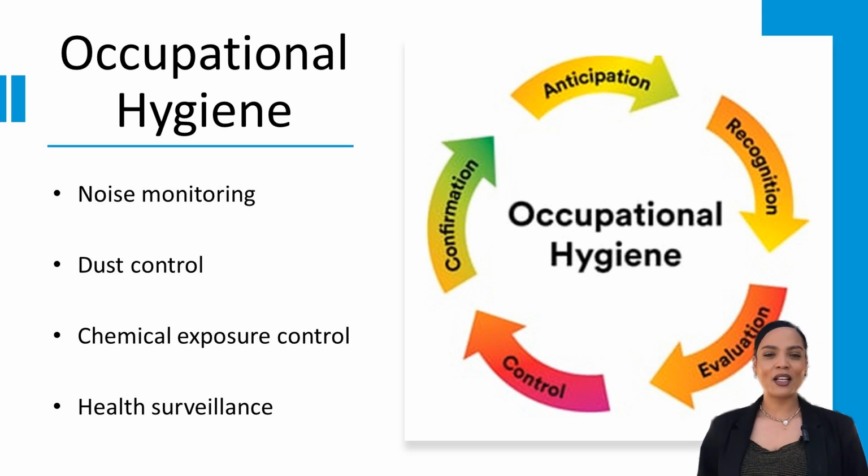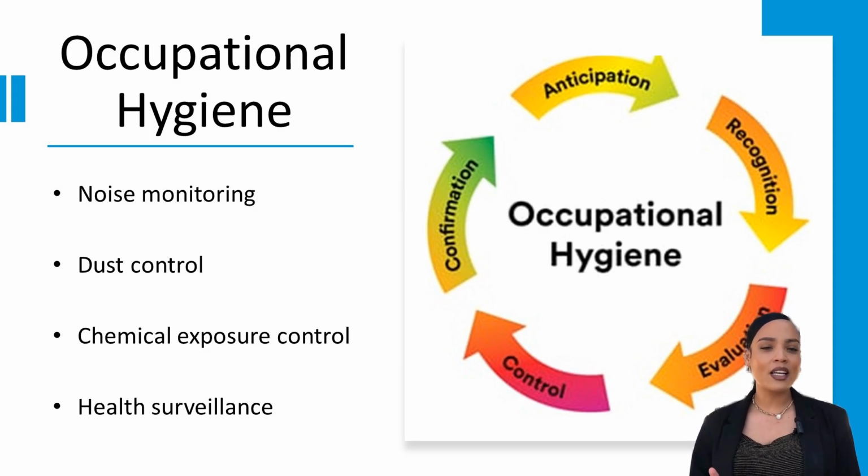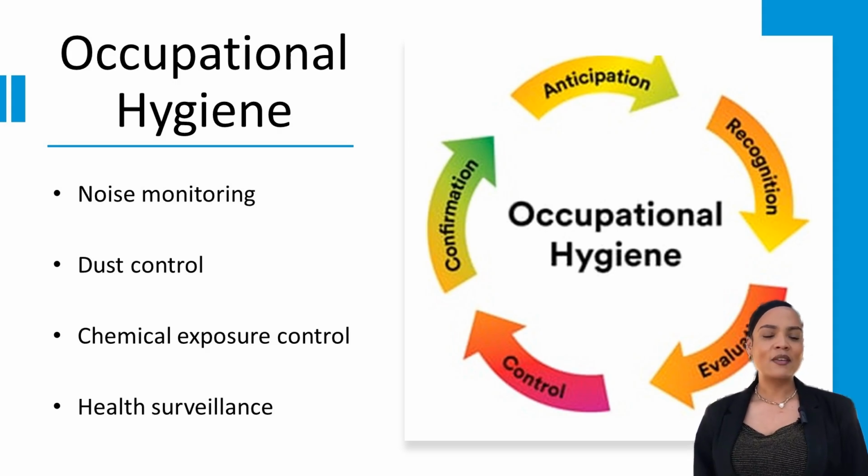Let's take a look at occupational hygiene, which is all about recognizing, evaluating, and controlling workplace conditions that may affect employees' health. As production supervisors, we play an important role in ensuring that the working environment is safe, healthy, and compliant with legislation. This includes monitoring environmental conditions, identifying potential hazards early, and assisting with corrective actions.